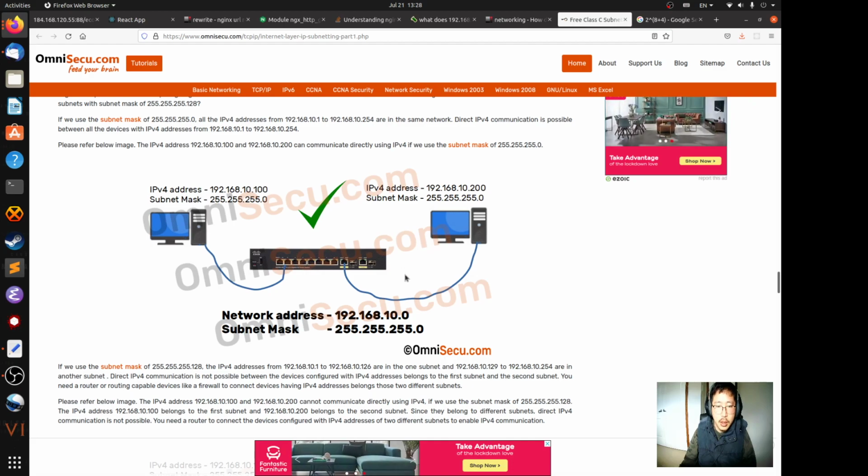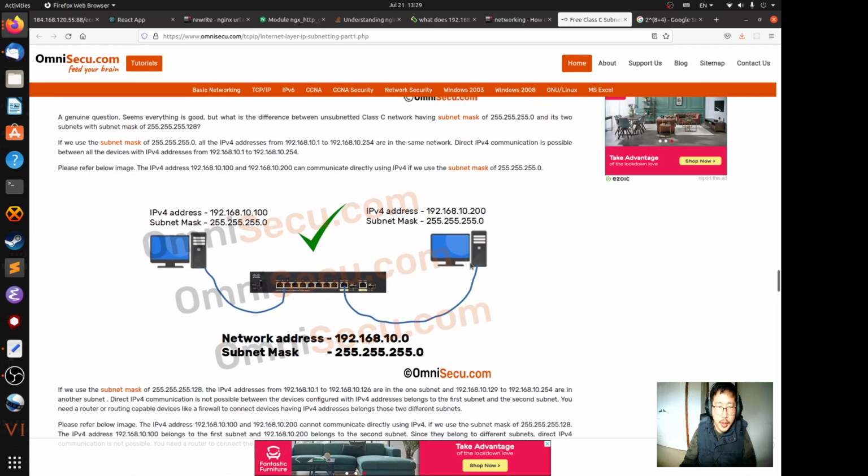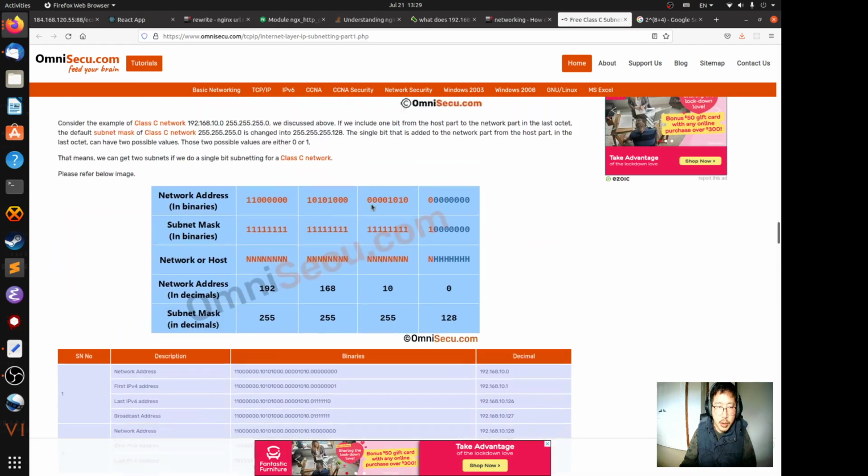Okay, but here this is not a default subnet. So in this case, this IP and this IP belong to different networks, so you can't ping each other directly. It has to go through a router. Okay, that's what it means. Just wanted to mention that.